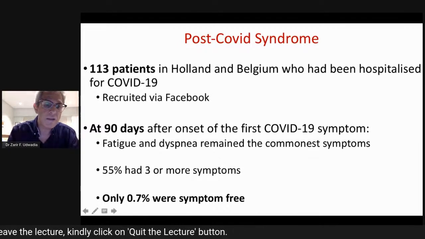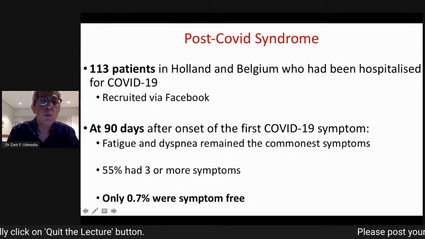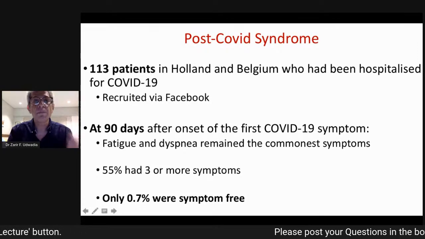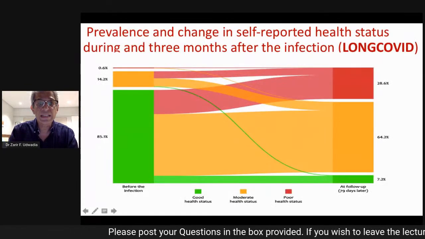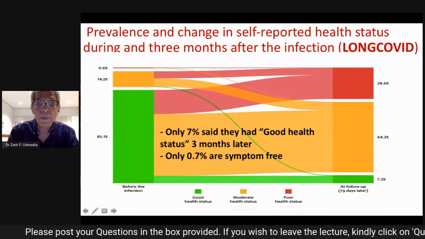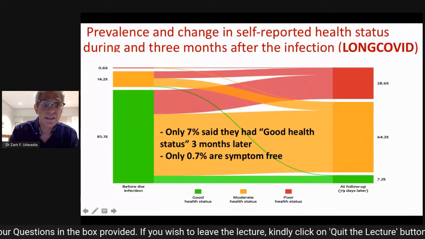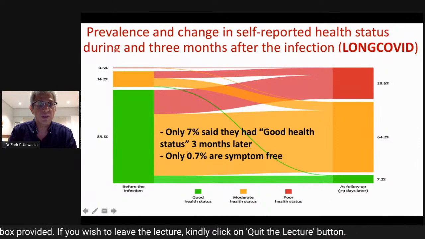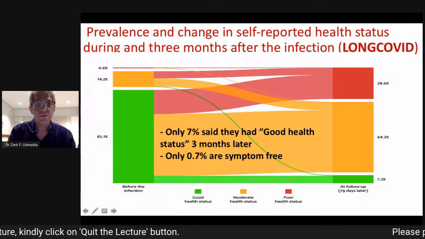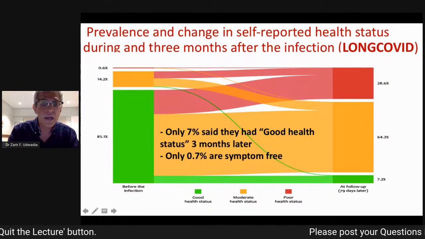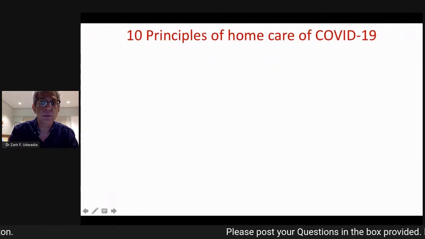And this figure I found most startling, that less than 1% call themselves symptom-free at the end of 3 months. And you can see here that only 7% say they had good health status. That's the green curve, which is what they start off with. 90% of them is only 7%, even after a time lapse of 3 months, and only 0.7% are completely symptom-free.